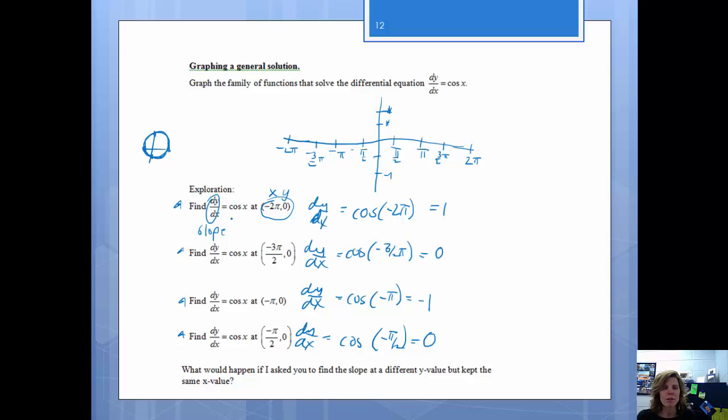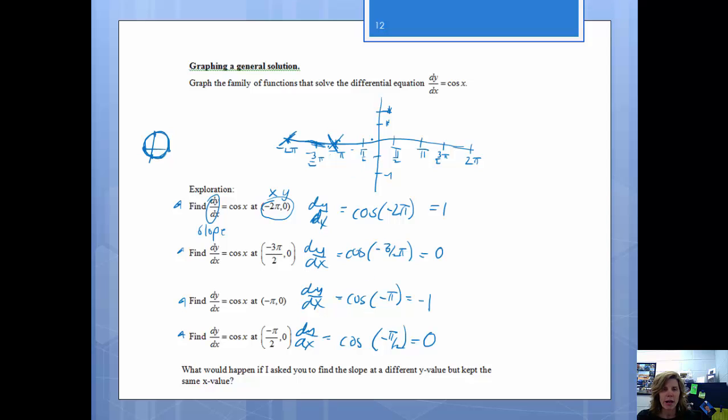We found out that the slope of cosine of x at the point (negative 2 pi, 0), which is right here, is 1. So I'm going to draw a short little line that has a slope of 1. Okay, I'm just estimating. Then at the point (negative 3/2 pi, 0), we found out that dy/dx has a slope of 0, so I'm just going to draw a line that has a slope of 0. And then (negative pi, 0) is the point right here. We also found out that it has a slope of negative 1, so it's going to go the other way.